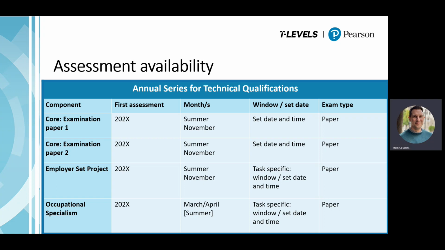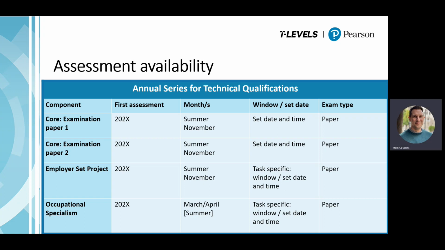Hopefully, you're already familiar with the structure of a technical qualification and the assessments within it. There are two components, the core component and the occupational specialist component. The core component has 3 assessments, 2 written exams and an employer-set project. The first assessment opportunity for the core components will be the summer of the academic year the TQ is first available. So if the TQ is first available in September 2022, the first core component series will take place in the summer of 2023. Following this, there will be an annual November and summer series.